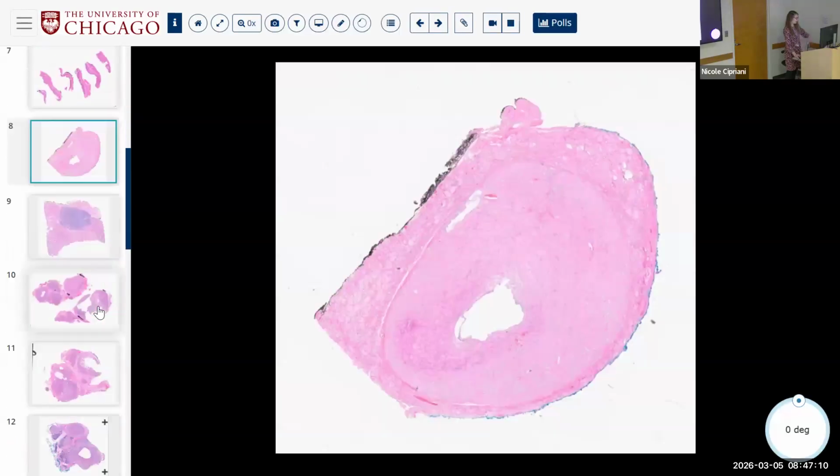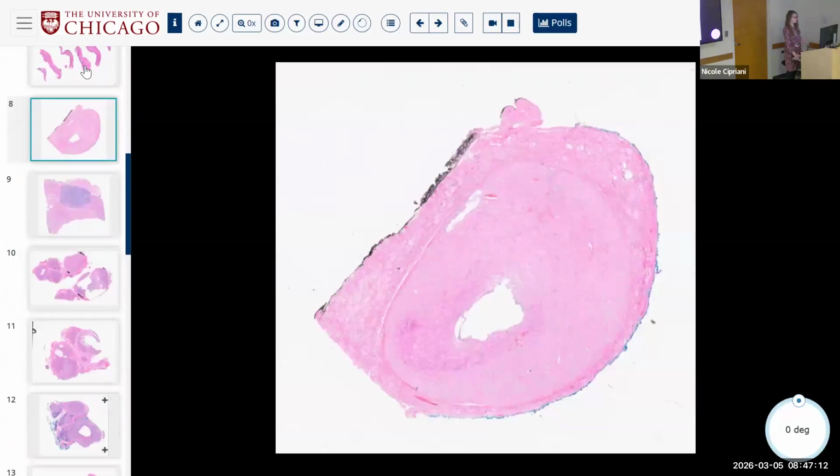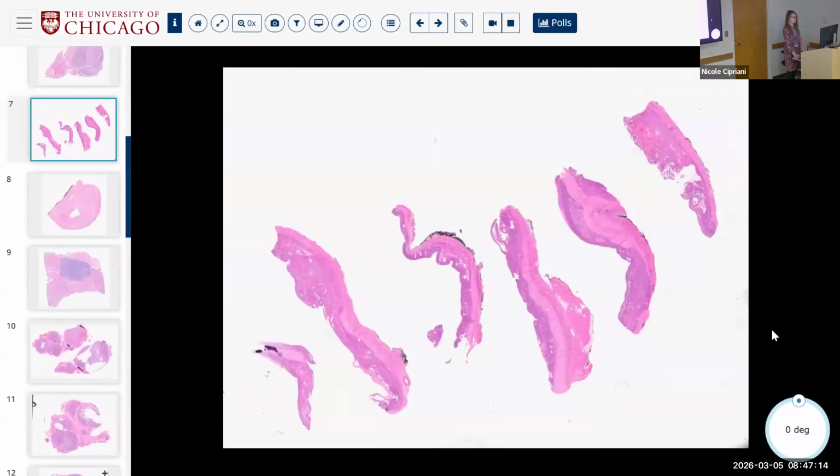Did they think it was completely encapsulated, or that there were areas where it was invasive? It's very hard to tell because it's folded over. There was no overt big invasion. There was maybe some trickly-looking stuff happening, but nothing big.